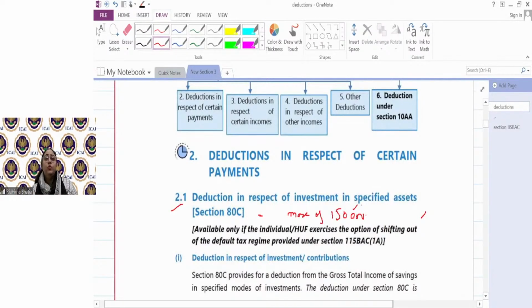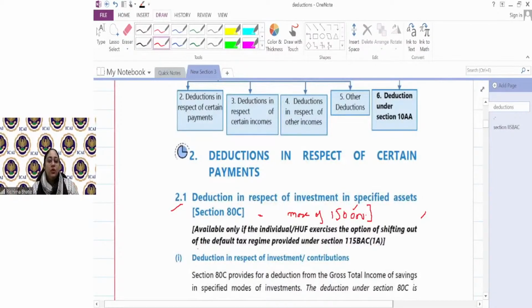Ma'am, can a person make more of such investments? Yes. Abhi, we will see the list. He can have investments of more than 1,50,000, but it would be allowed only to the extent of 1,50,000. Which one will be allowed? It is totally up to you to decide.